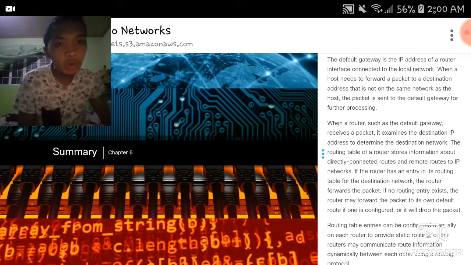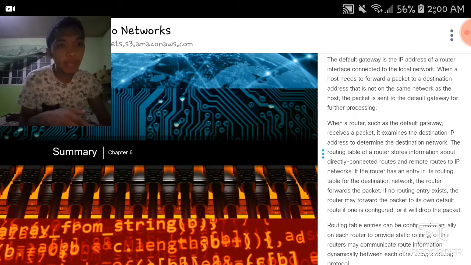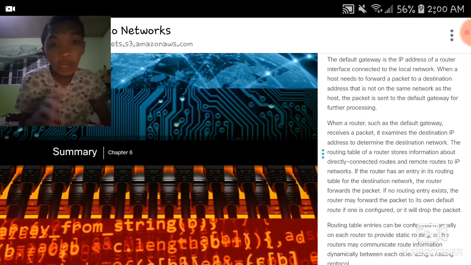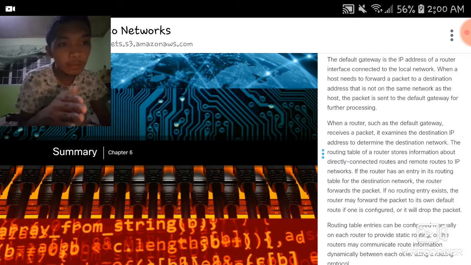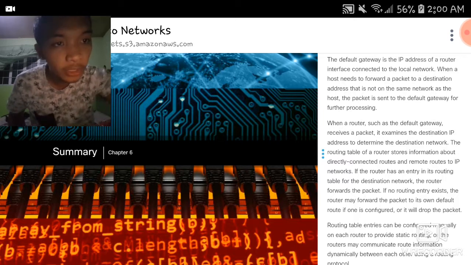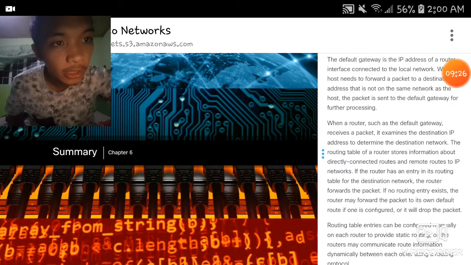When a host needs to forward a packet to a destination address that is not on the same network as the host, the packet is sent to the default gateway for further processing.